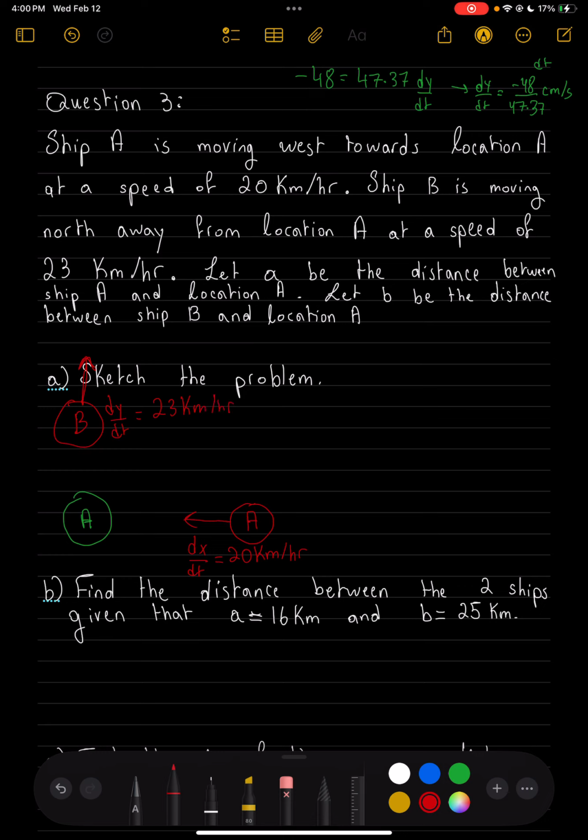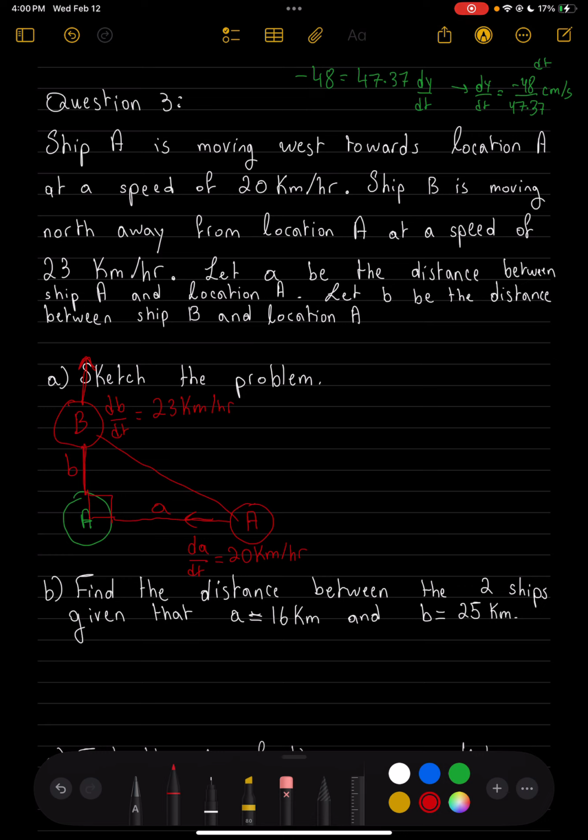So then they said, let A be the distance between ship A and location A. Oh, if that's the case, let me just change x and y to A and B. So this is going to be dA over dt, and let this be dB over dt. So A is basically the distance over here. And the distance between B and location A, that's going to be B. And this is going to create also a right triangle, as you can see over here.